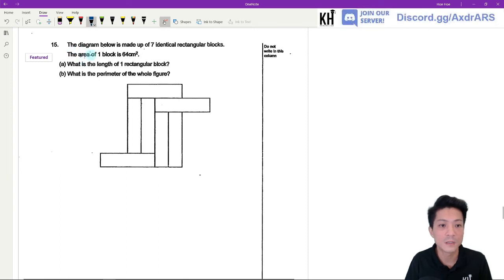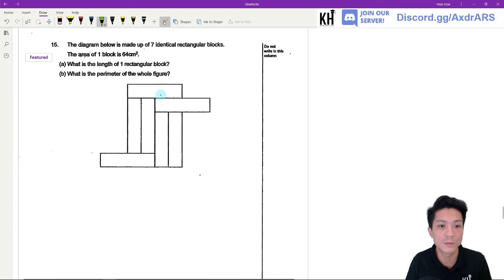Question 15. Diagram below is made out of 7 identical rectangular blocks. 1, 2, 3, 4, 5, 6, 7. Okay, the area of one block is 64 cm squared. What is the length of one rectangular block? And part B, what is the perimeter of the whole figure?